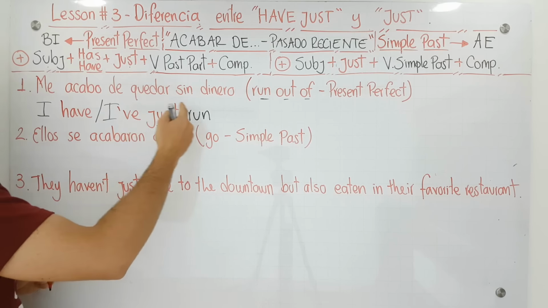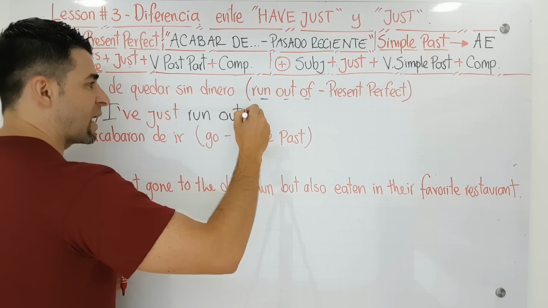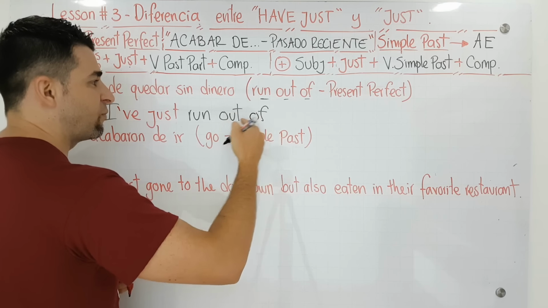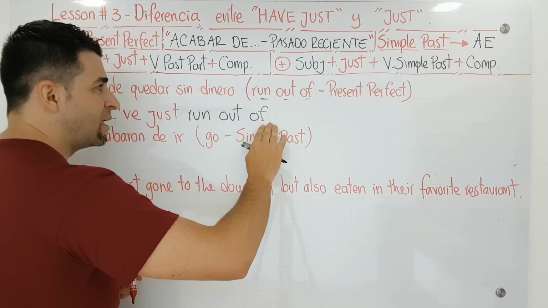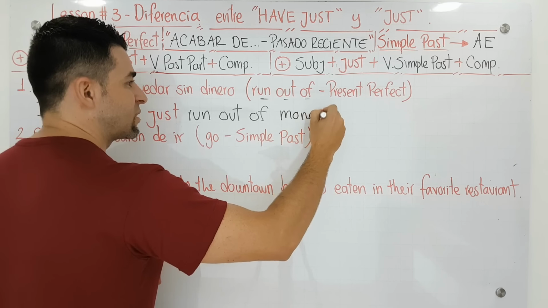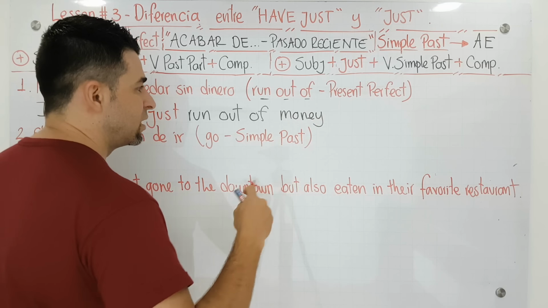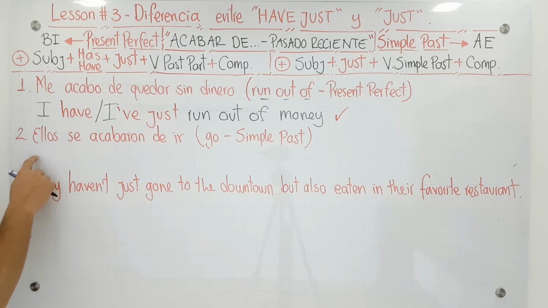¿Okay? I've just run y lo vamos a complementar porque es un verbo frasal, no lo vamos a entender como correr afuera de, no, nada de correr afuera de, simplemente es quedarse sin, ¿y sin qué? Dinero, we say money, ¿ok? Esa es nuestra estructura and I just put a tick mark if you got this right, ¿ok? Okay, let's do number two.